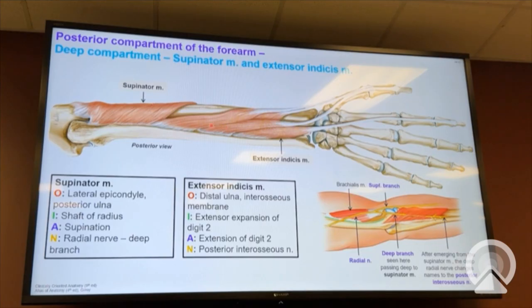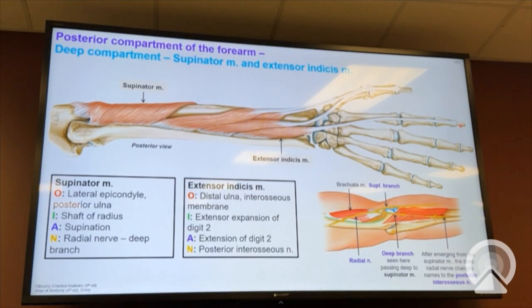Another one that you'll see down here in this deep compartment, among others that we'll discuss here, is the extensor indicis. So the index finger here is your second digit. Remember, thumb is number 1, index number 2, pinky number 5. The extensor indicis is actually a tiny little muscle. It's deep. It would be underneath the muscles that we discussed in the last slide. And it is a dedicated little tendon that goes all the way out to the distal phalanx.